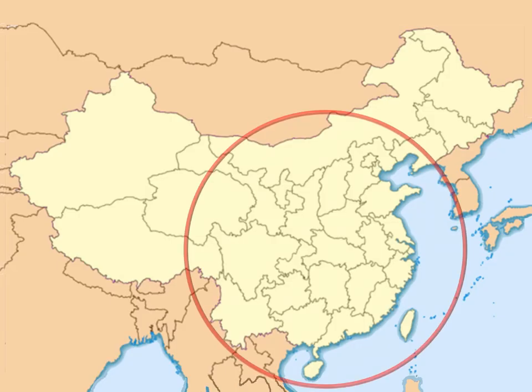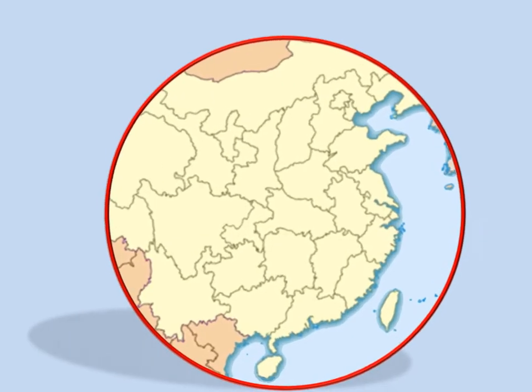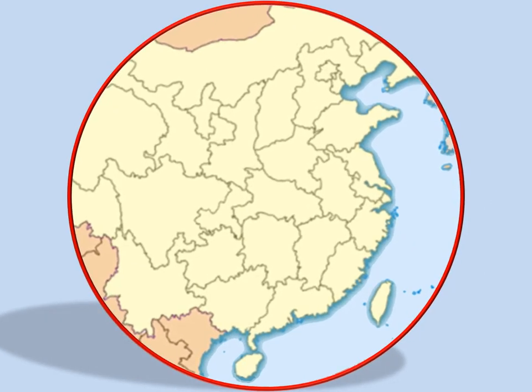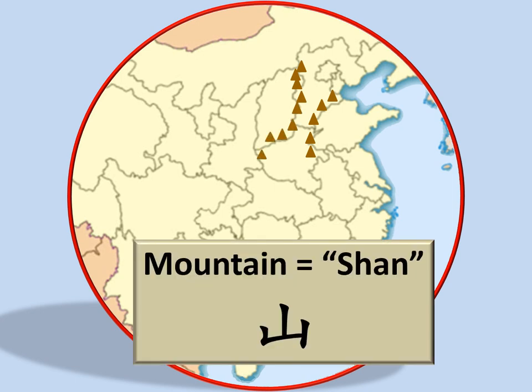Okay, let's learn the names and locations of some important provinces in the heartland of China. Many areas of China have mountains, but let's focus on a couple of mountain systems in northeast China. Shan is the Chinese word for mountain. Look at the Chinese written character. It even looks like a mountain. There are provinces to the east and the west of these mountains.